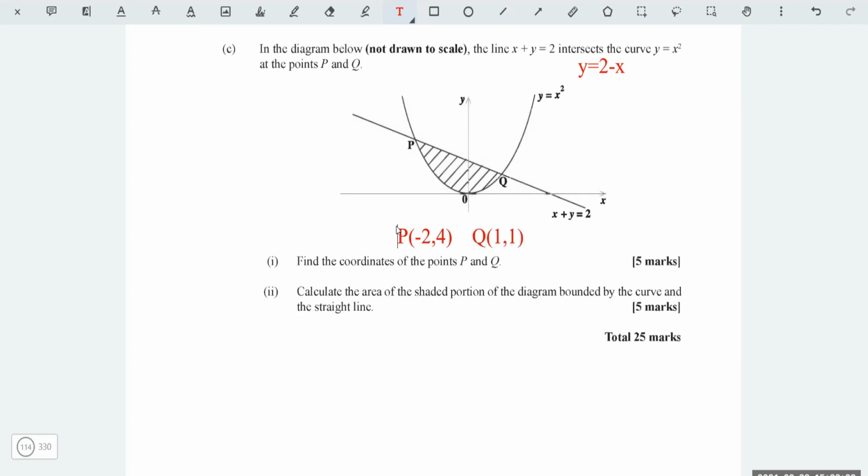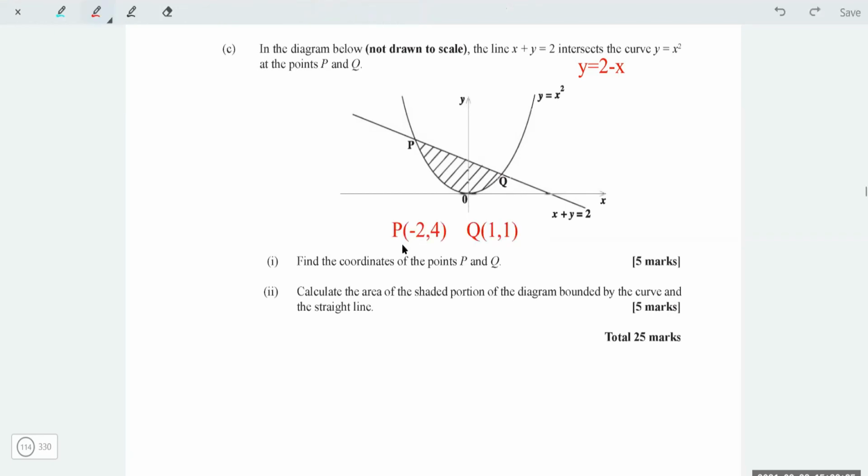Nice. Now, the next thing they ask us to do is calculate the area of the shaded portion bounded by the curve and the straight line. So we need to find this area shaded right here. It's going to take a lot of work, because we're going to have to integrate from here to here under the curve, but at the same time the line is here, so we need to also think of the area under the line. That's a lot of work.